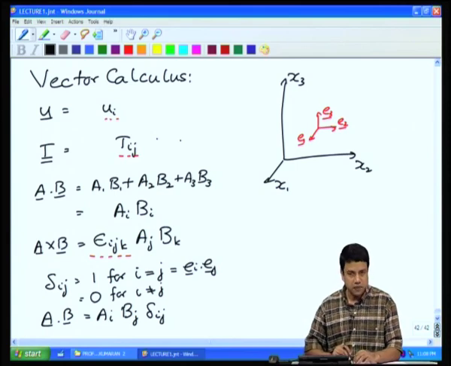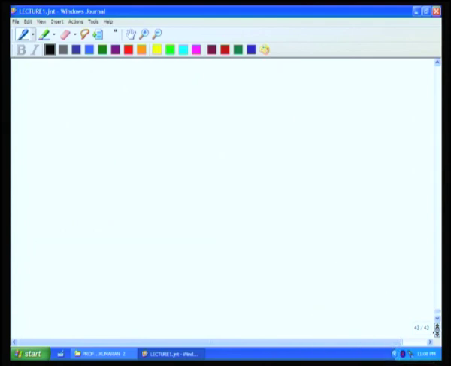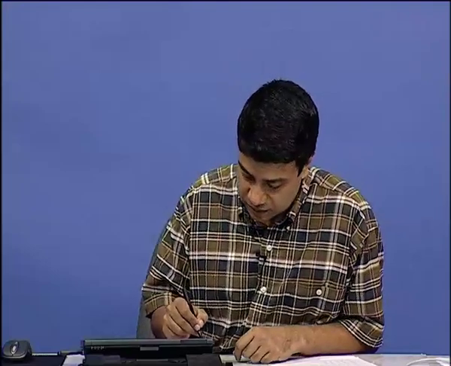Okay. A couple of other things before we go on to the next subject. The first thing is that we had also defined for you the elements of vector calculus.